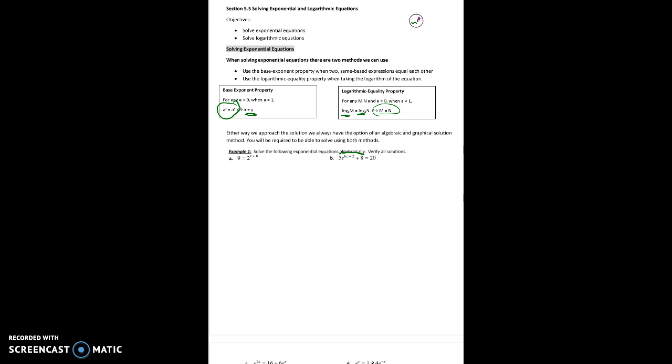So what I'm going to start out by doing, my first step is to take the log of 9, and then I'm going to take the log of 2 raised to the x plus 6. Well, you know that when you take the log of a number raised to a power, that power, that's x, comes down in front. So now we have log of 9 equals x plus 6 times the log of 2.